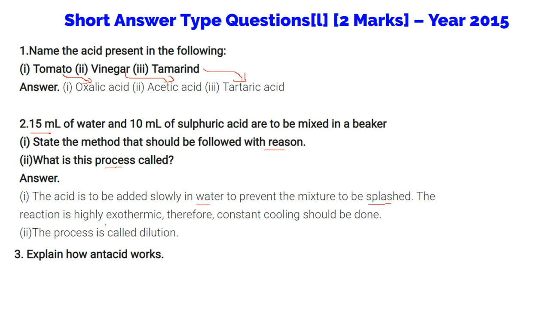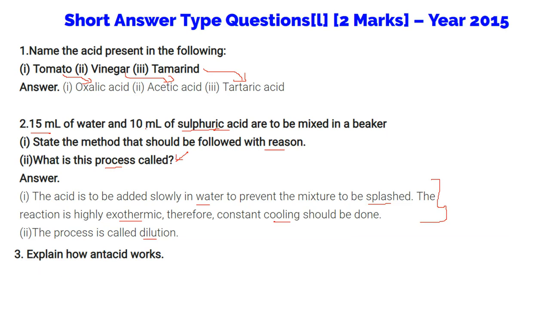The reaction is actually highly exothermic, so a lot of heat is evolved. So constant cooling has to be done. The process is called dilution. Because sulfuric acid is a strong acid, that is why this method has to be followed when mixing with water.